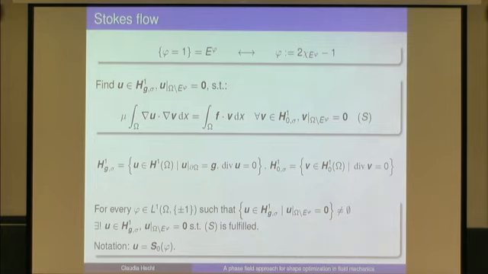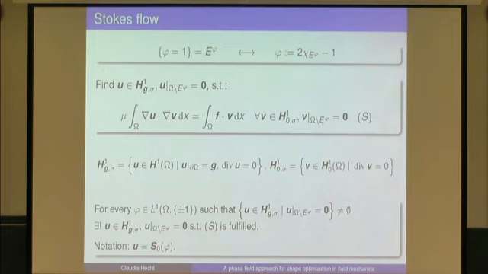So for each phi in L1 fulfilling some conditions, you have a unique solution u corresponding to phi of this equation. And we will denote this by S0 of phi. So this is our solution operator. For every phi, we get a unique solution u.